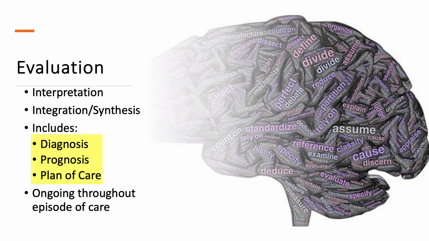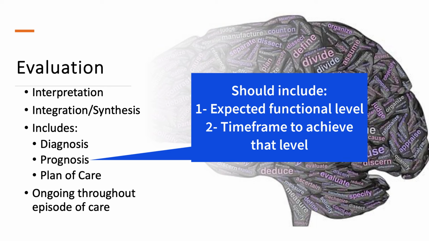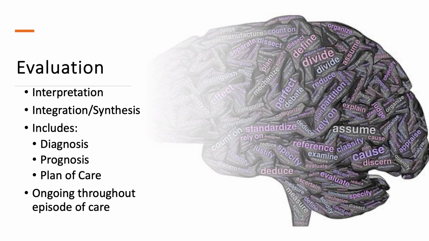And I'll just mention too, this is something I've seen in capstones, that the prognosis, according to the APTA documentation, should consist of both a functional level that we're hoping they attain by discharge, and the time frame by which they'll attain it. So their prognosis statement should have both of those in it. And then we also again reiterate that this evaluative process should be going on throughout the episode of care.